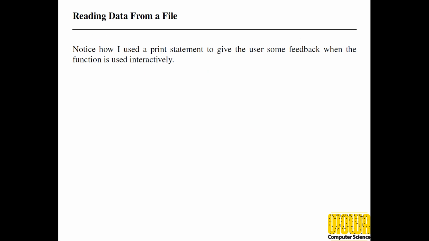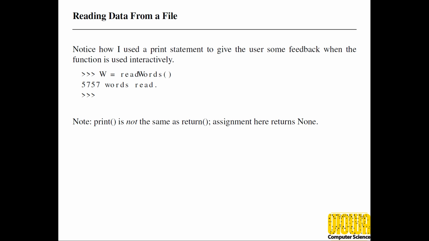I can try this function. When I say W equals read words, defaults to words.dat, it comes back and says, hey, I read 57 words. This is a print. Notice this is a print. It's not the value that read words returns. Read words returns a list of words. And the assignment makes sure that you don't see that list of words, because assignment always returns none. This is just for the user to know that the right thing happened. Print is not the same as return. The assignment returns none.